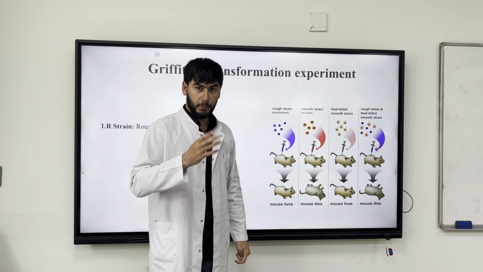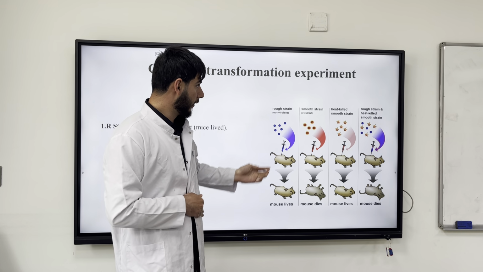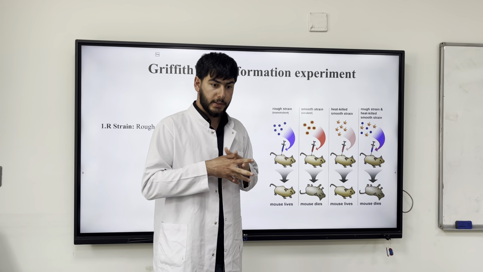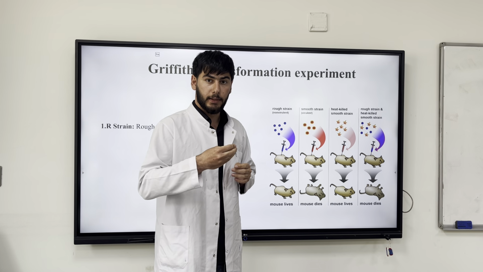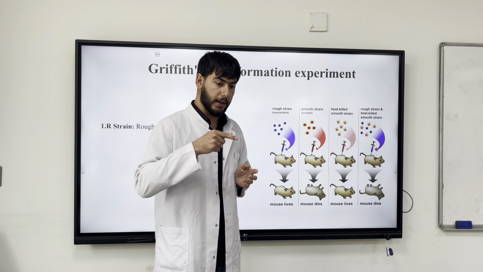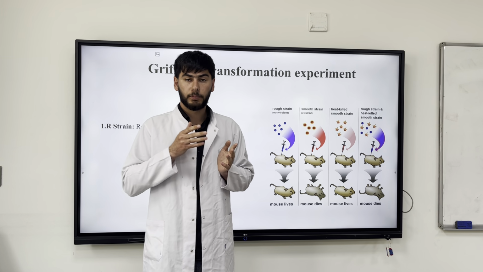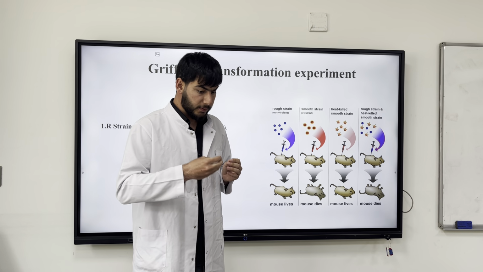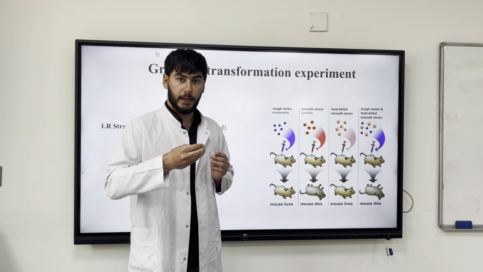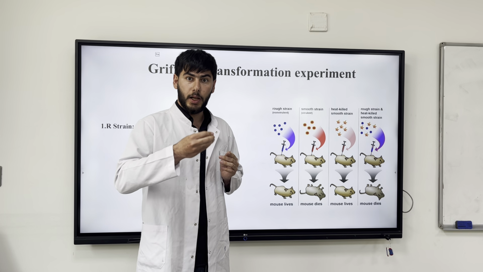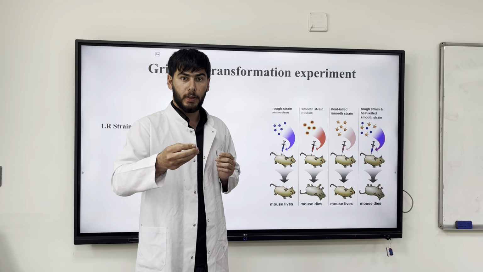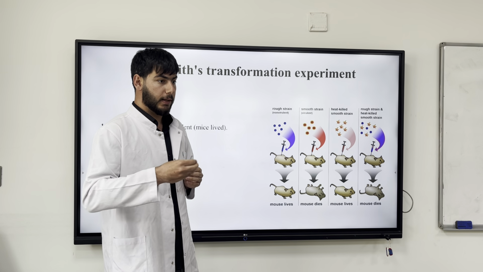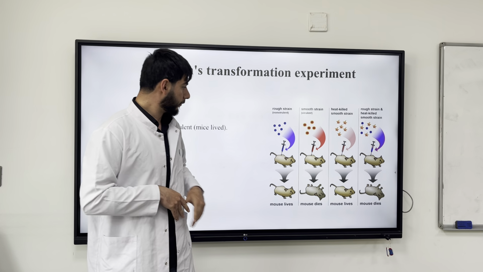In the last experiment, we killed the S strain by heat and mixed it with the R strain, the living R strain. After that, we injected it into the mouse. The mouse died. Griffith said something transferred from the dead S strain to the living R strain, made it virulent, and the mouse died.